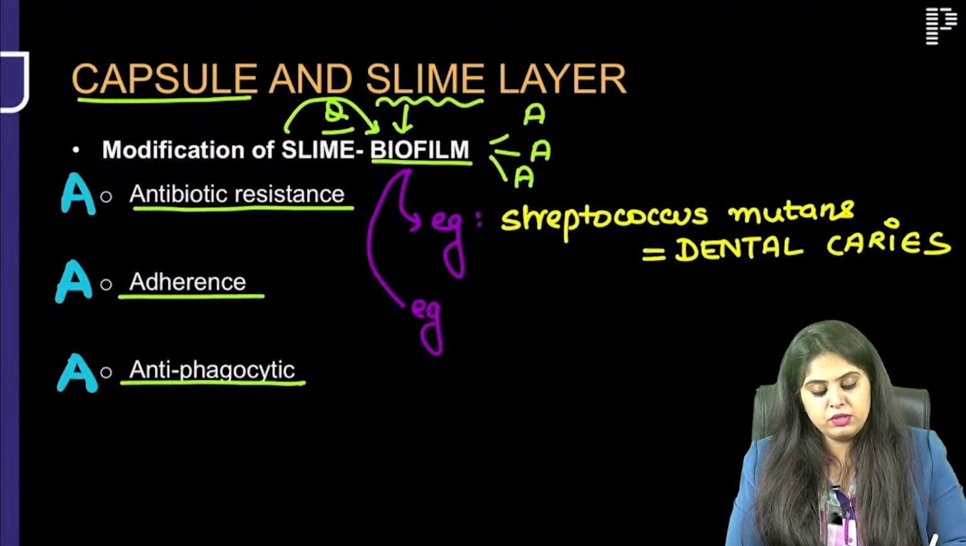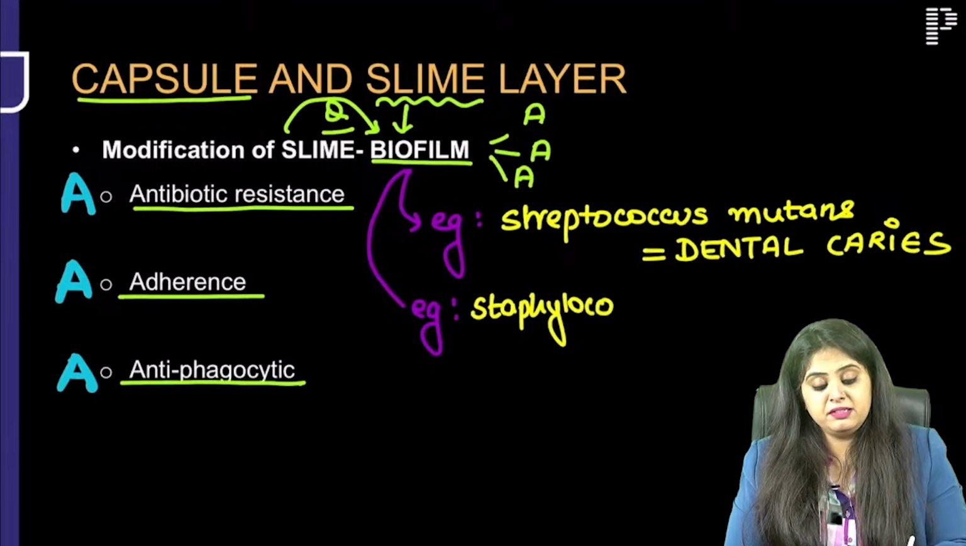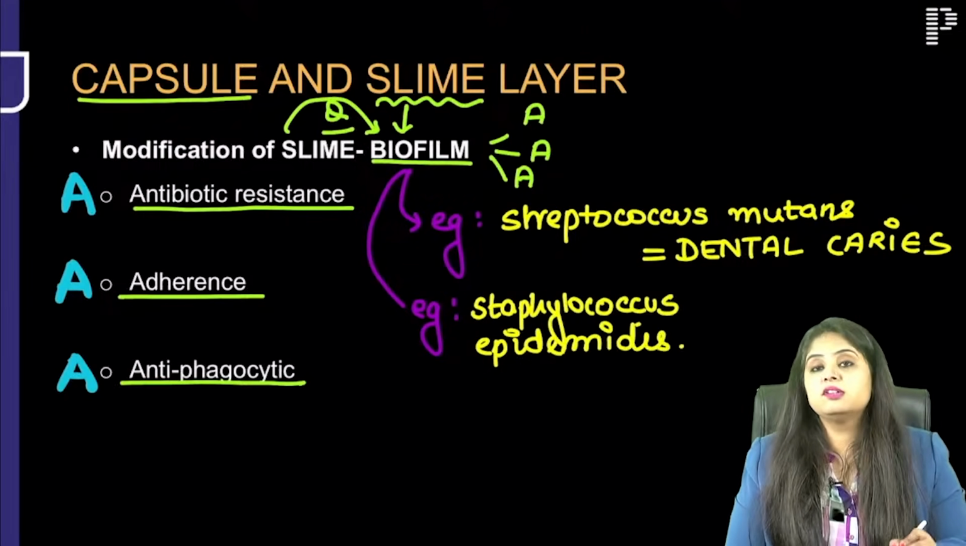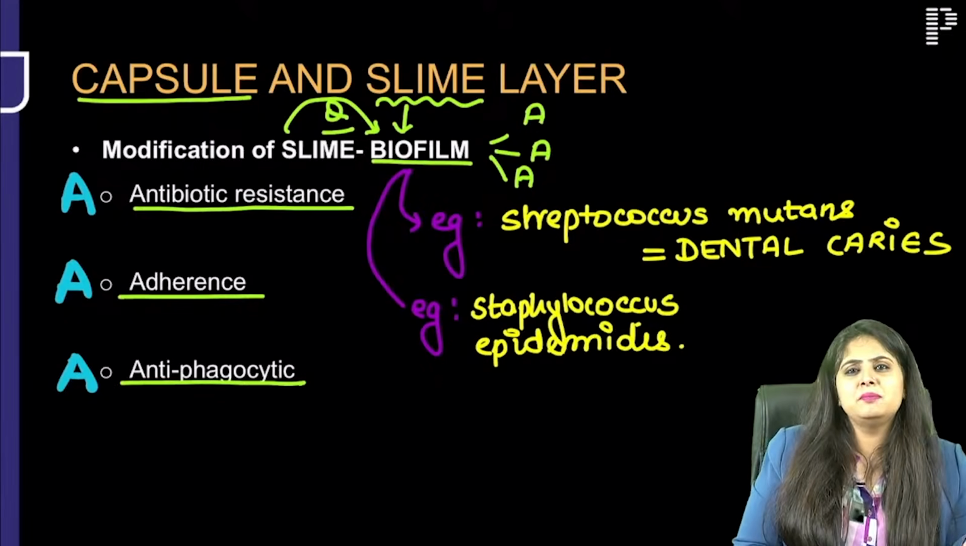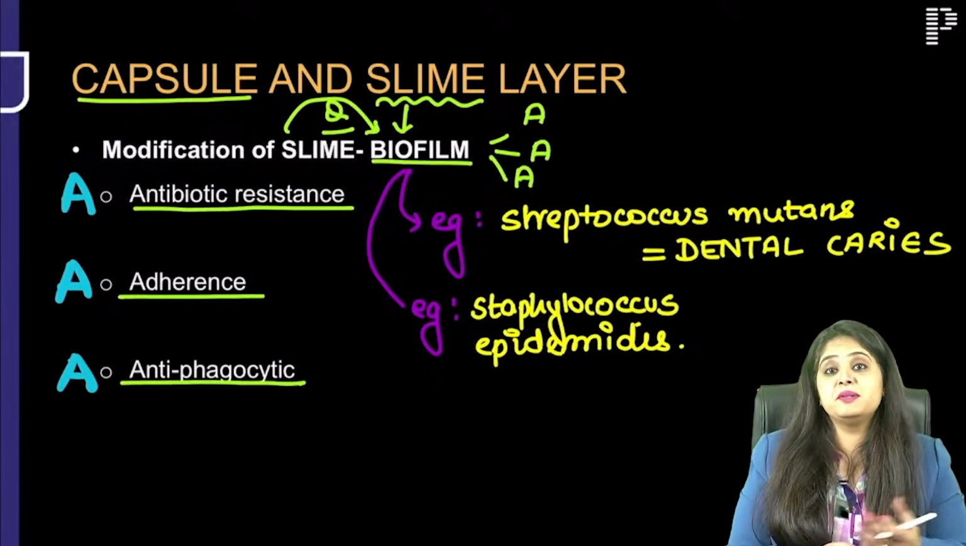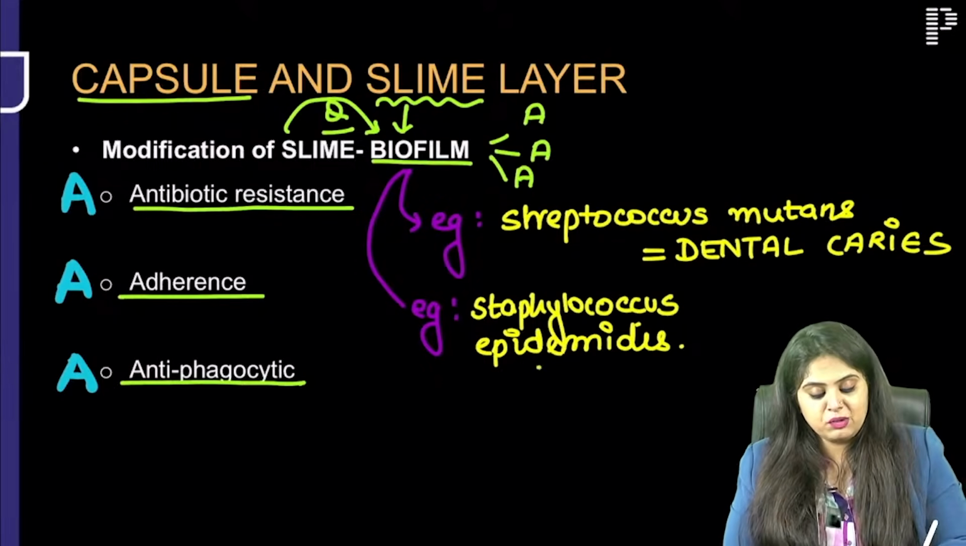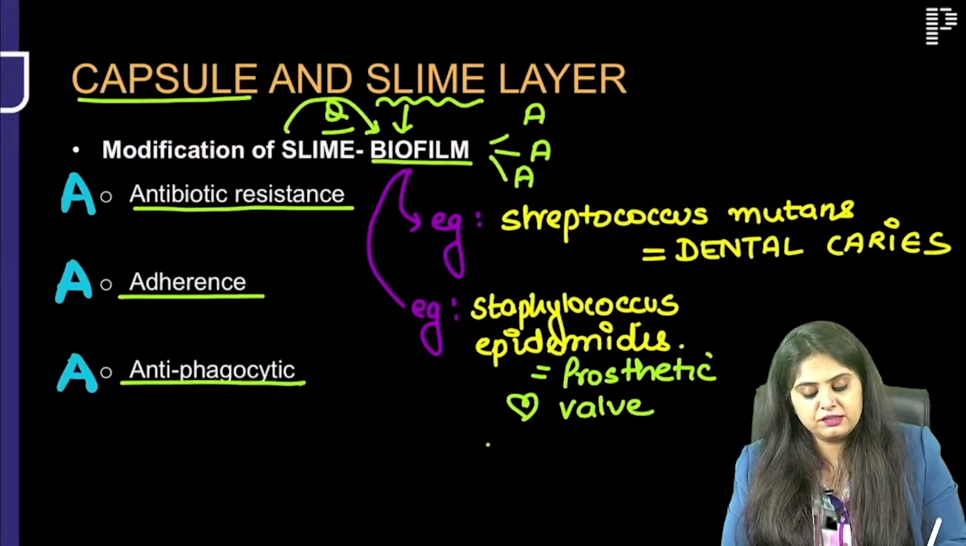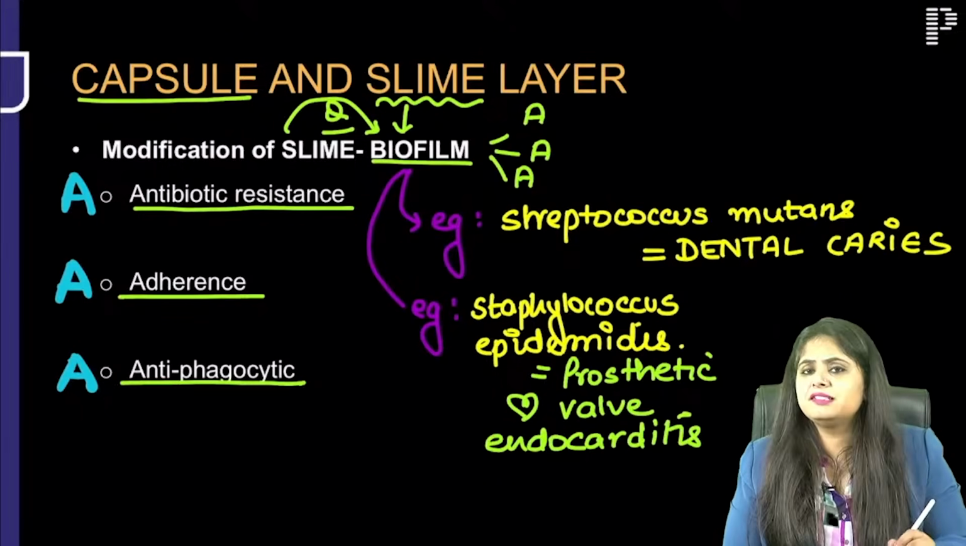Example number 2: right now you might not understand the importance of it. Later on with me in medicine, in path, you will understand. Staphylococcus epidermidis. You might feel epidermidis, epidermis, it must be related to derma, no. This causes something called prosthetic heart valve endocarditis. I think you know the basic meaning.